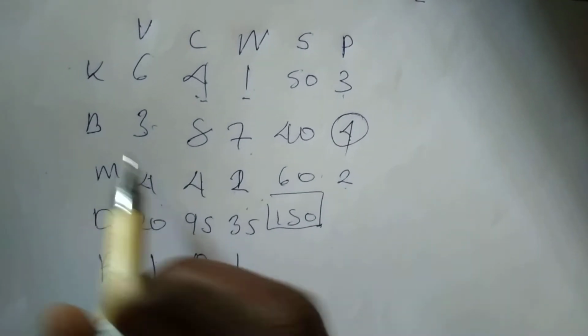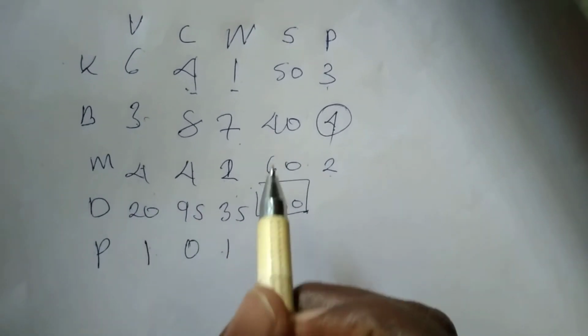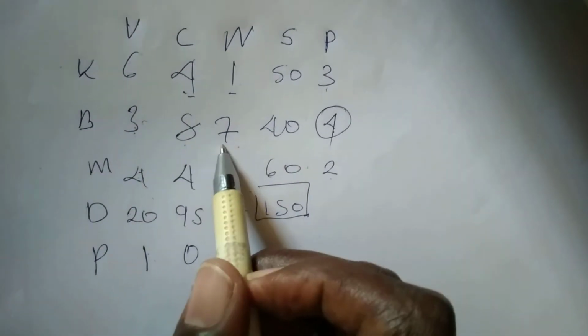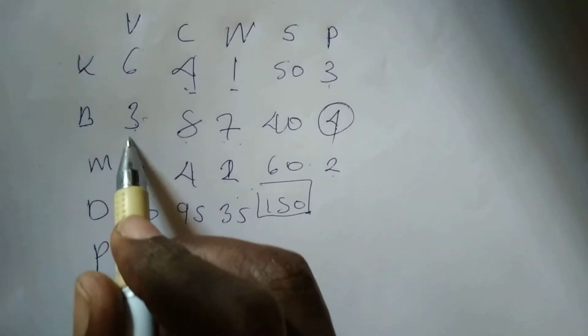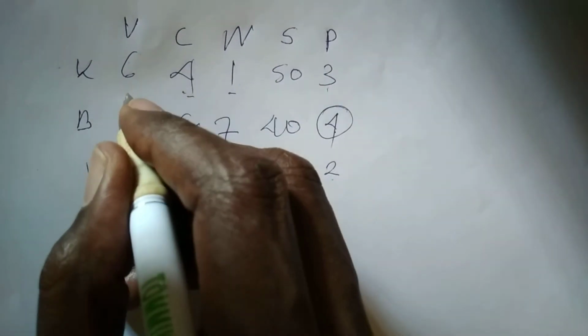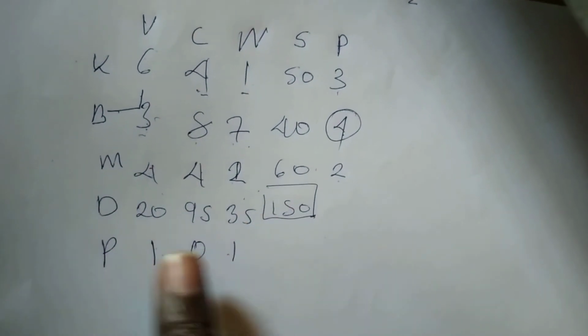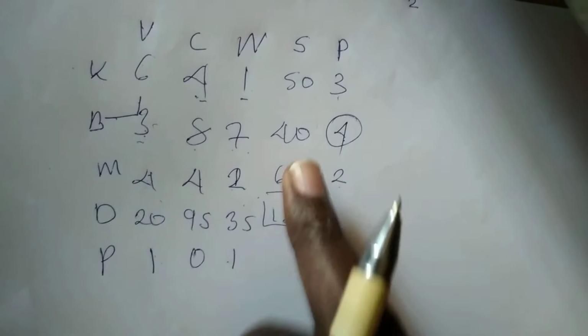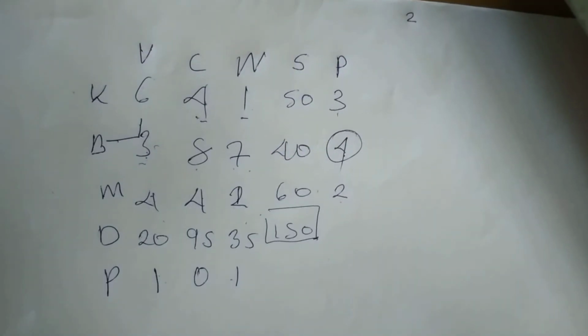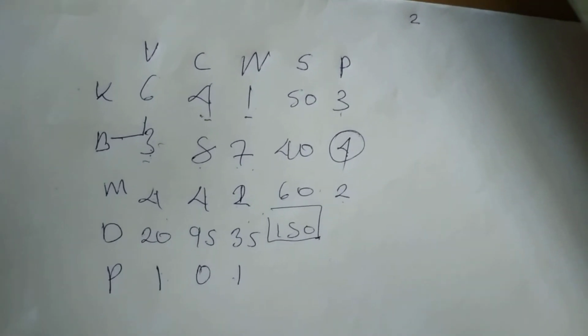And in the row of 4, take the lowest cost. Between 3, 8, and 7, our lowest cost is 3. So we start our allocation from here. So can we do our allocation? So 20 and 40. Which one is the minimum cost?